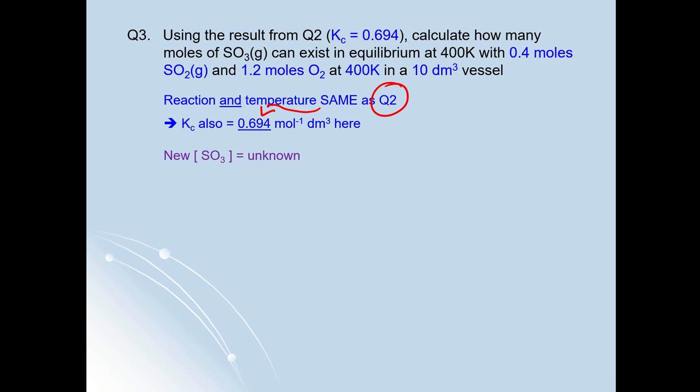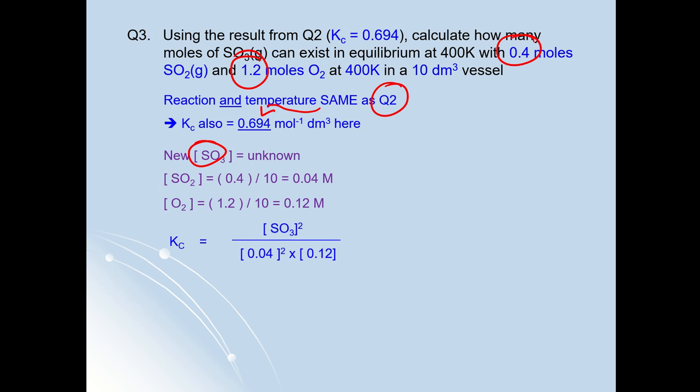We've got to get the concentration of SO3. Okay, so it tells us up here, we've got 0.4 moles of SO2, and we've got 1.2 moles of oxygen. So we just convert those into concentration and plug them into our Kc. Some of you might be able to see how to do this now. You might want to pause the video here and forge on, check that you get the right answer. Okay, so that equals the Kc, which is that value there.